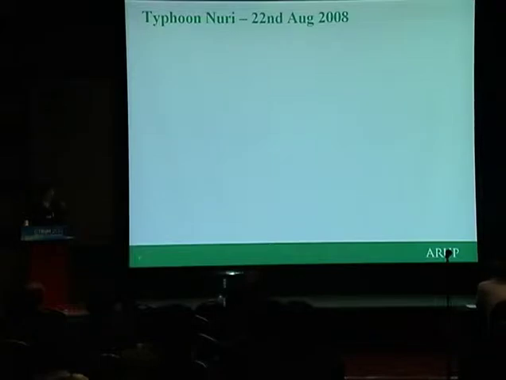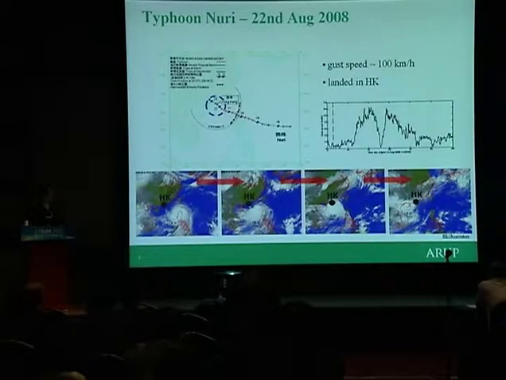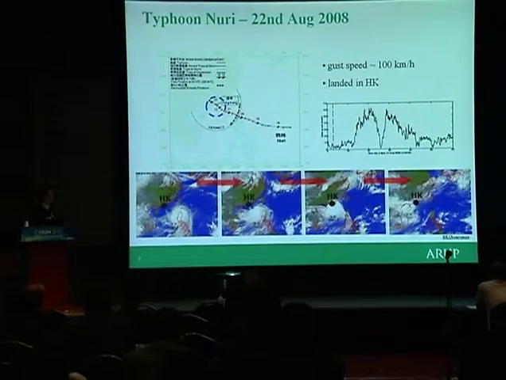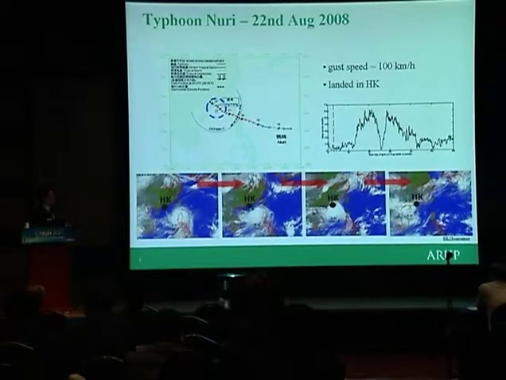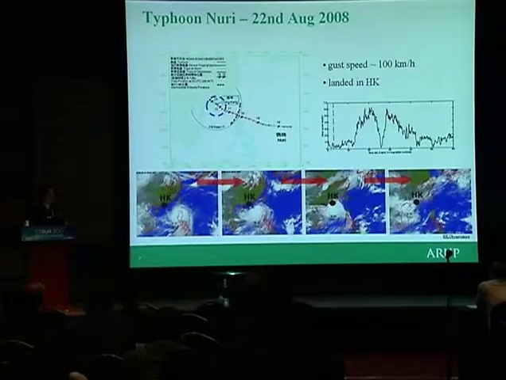In 2008, there was a big typhoon, Typhoon Nuri, attacking Hong Kong. If you look at the path of the typhoon, the measurement shows that the gust wind speed is more than 100 kilometers per hour, and it landed in Hong Kong. So the typhoon hit Hong Kong directly. In this graph, the y-axis is the wind speed, and the x-axis is the time. You can see clearly the typhoon eye in the middle, which is typical of a typhoon track.